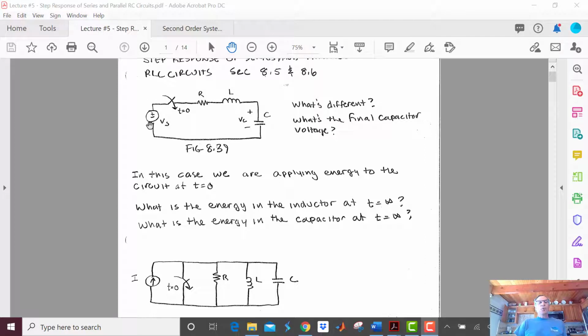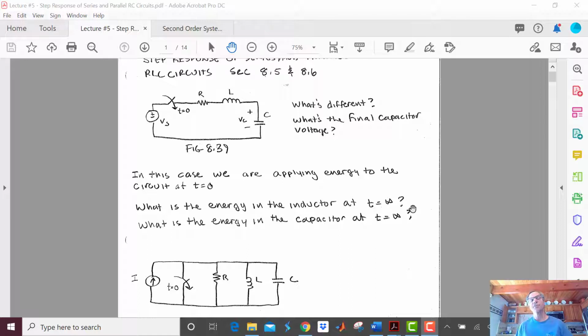So in this case, we are applying energy to the circuit at t equals 0. And so what's the energy in the inductor at t equals infinity? Well, the energy in the inductor at t equals infinity will come from the current going through the inductor because, of course, the energy is stored in the magnetic field. And the energy is equal to 1/2 Li squared. So what's the energy in the inductor at t equals infinity? Well, at t equals infinity, this capacitor is going to block any DC current. So that means I got no current here, I got no current here, and that means I have no energy in the inductor at t equals infinity.